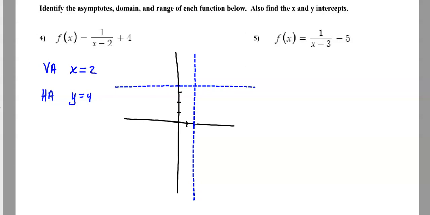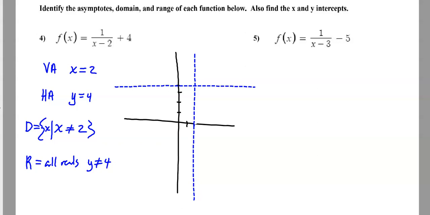What else do we need to do? Domain and range. So the domain is what x values are allowed. Well, everything's going to be allowed except x equals 2. So x cannot be 2. But it's really all the other x's. If you really want to get fancy, you'd say it's all reals except for x is not equal to 2. But I don't really need you to get that fancy. And for the range, all reals, but y cannot be equal to 4.